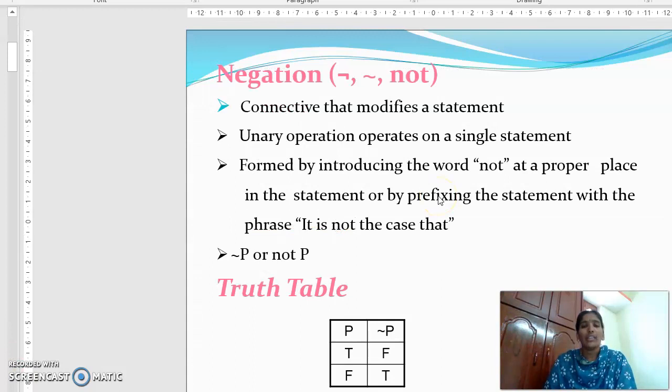So the first connective is negation. It is represented either by a symbol like a seven, or by a tilde symbol. Simply you can say not. Why do we use the negation statement? For example, today is Sunday. Simply you can write the negation, the opposite of the given statement: today is not Sunday. If today is Sunday, we can represent it in the form of P. Simply you can write the negation of P.